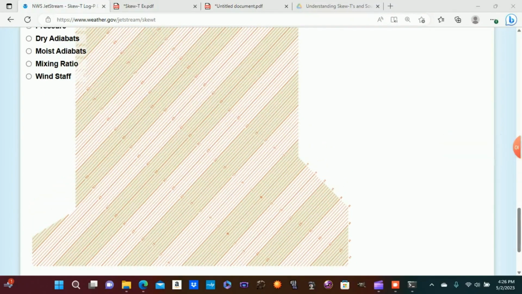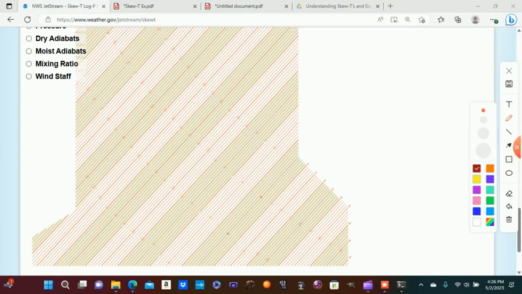I'm going to point out a few key isotherms. Here is the 0 degree isotherm right here. Here is the 10 degree isotherm. And then this would be the minus 10 degree isotherm, so on and so forth.